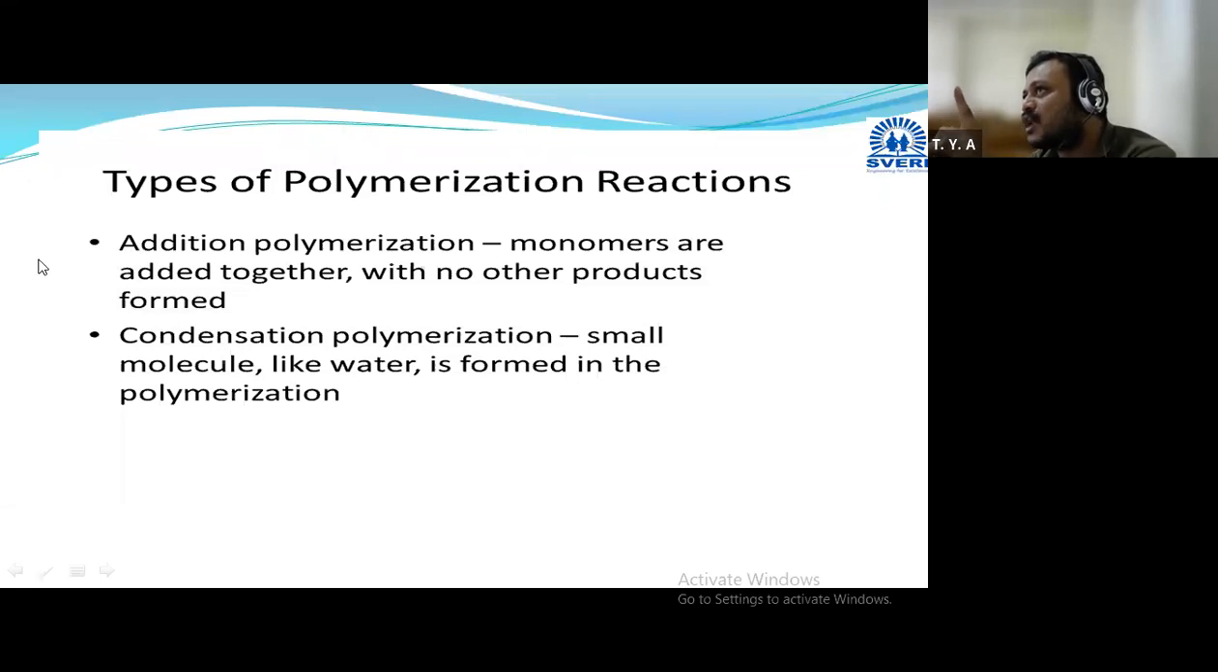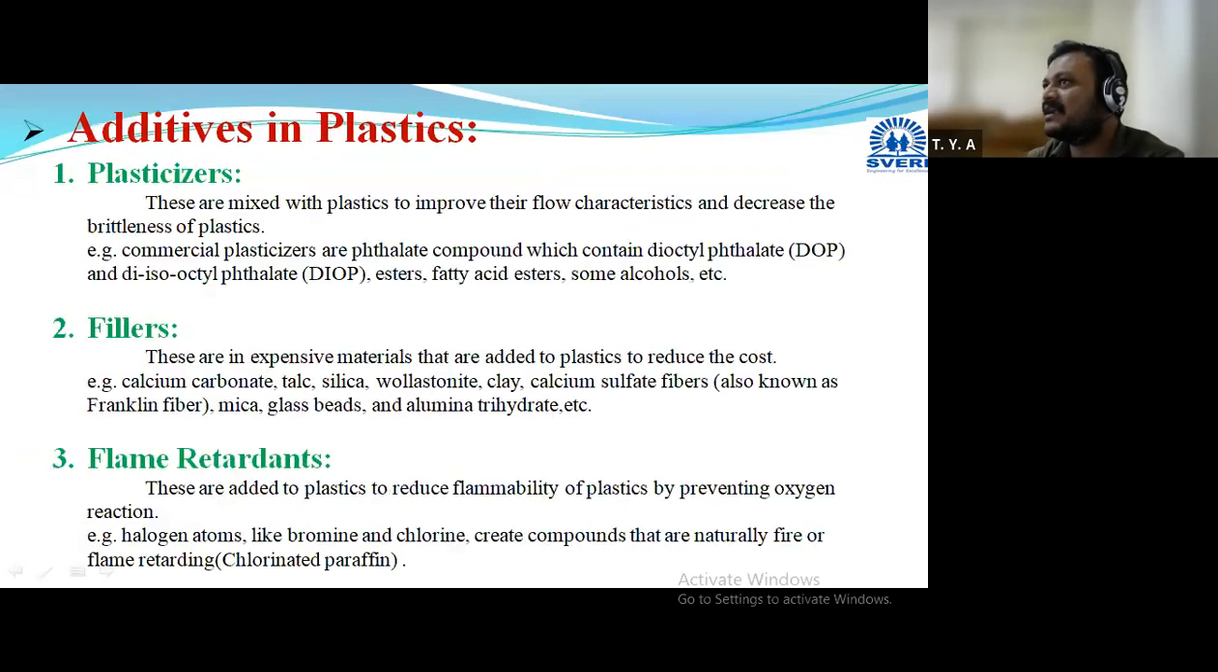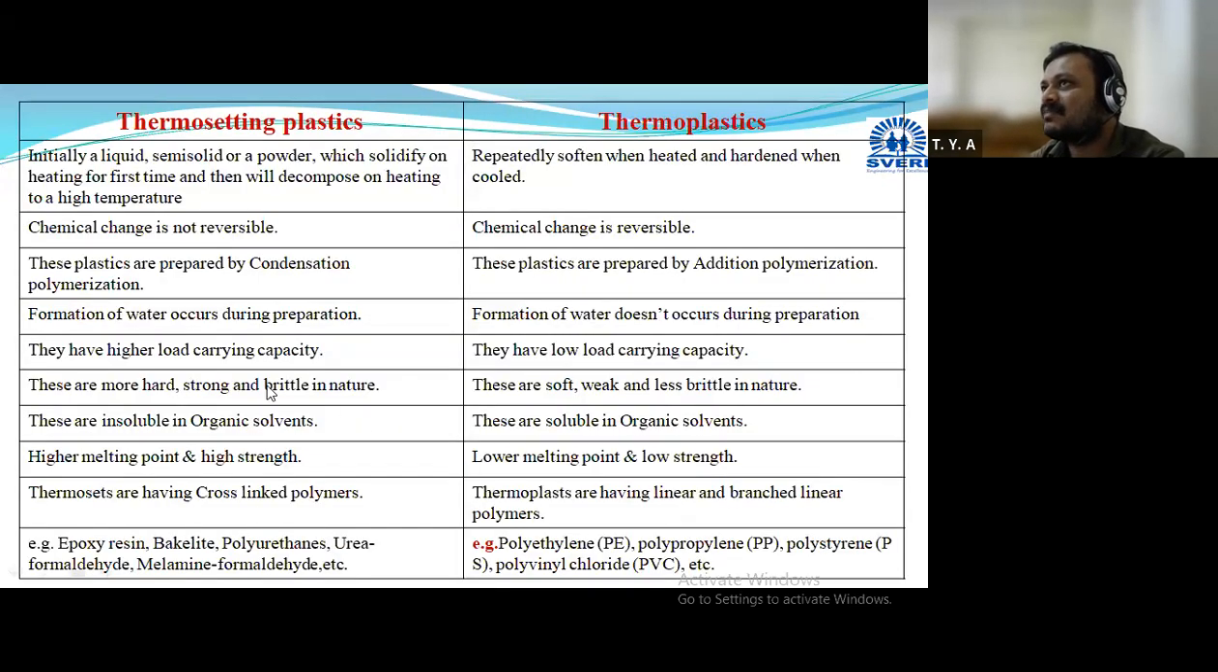In case of thermoplastics, addition polymerization is there and no other products like water; water formation does not occur here. And in case of thermosetting plastic materials, water will be formed. For polymerization, these concepts of monomers and polymers I will explain later. Are you getting these points? In condensation polymerization, byproducts like water are formed.